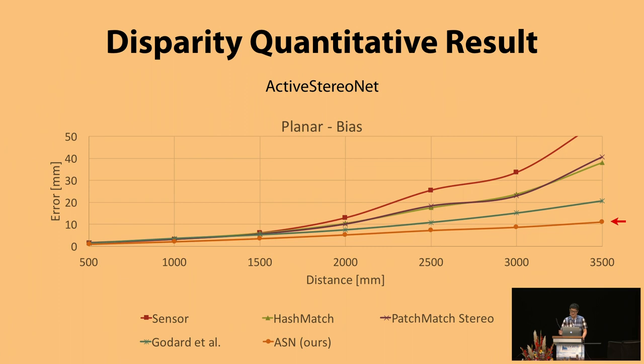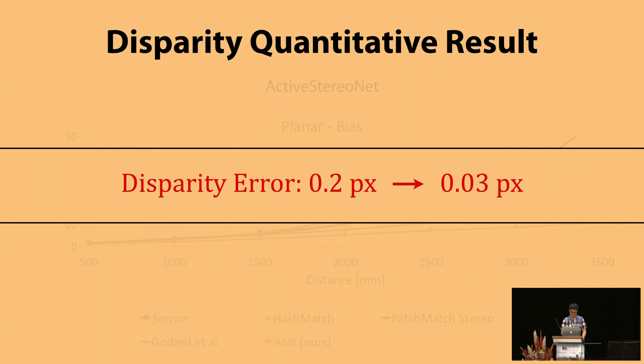As we can see, the average depth error of our model is smaller than 1 centimeter for distances up to 3 meters. Statistically, we cut down the disparity error to 1/10 of the traditional method, from 0.2 pixel to 0.03 pixels.